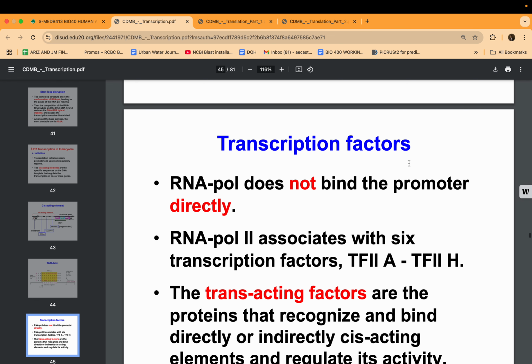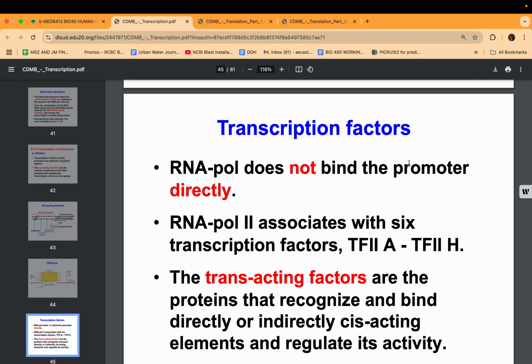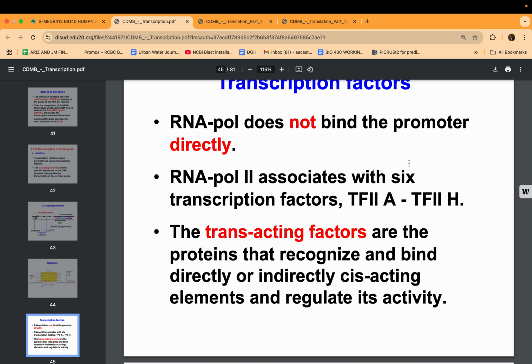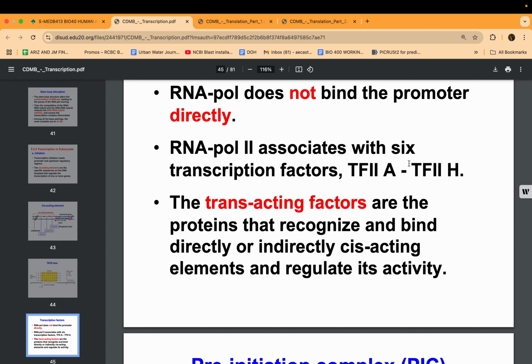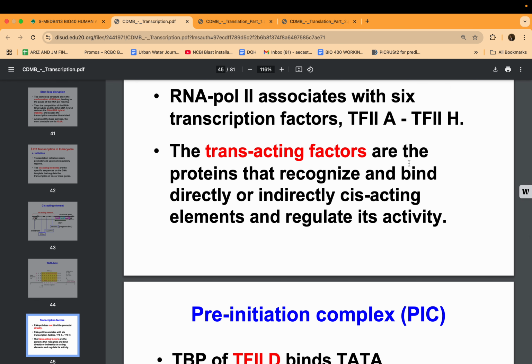So for eukaryotes, unlike in prokaryotes, the RNA polymerase does not directly bind to the promoter region, to the enhancer promoter regions. Okay, RNA polymerase associates with different types of transcriptional factors. So we have transcriptional factor 2A to 2H. So these trans-acting factors are proteins that recognize and bind directly or indirectly to cis-acting elements, and are considered as the ones responsible for regulating activity.